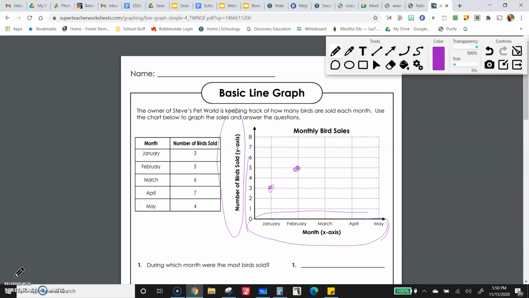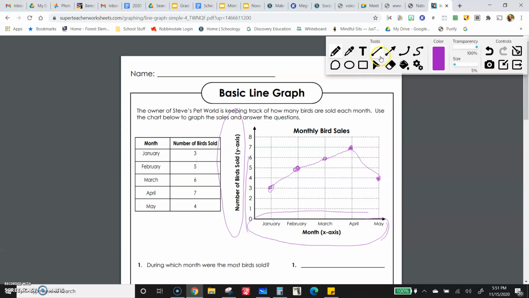March 6, April 7, May 4. Now, this one doesn't necessarily make sense to connect because it's not like I could have birds sold in the middle of January, but presumably they did sell them somewhere in between those months. So we'll go ahead and connect it since it is showing data over time.